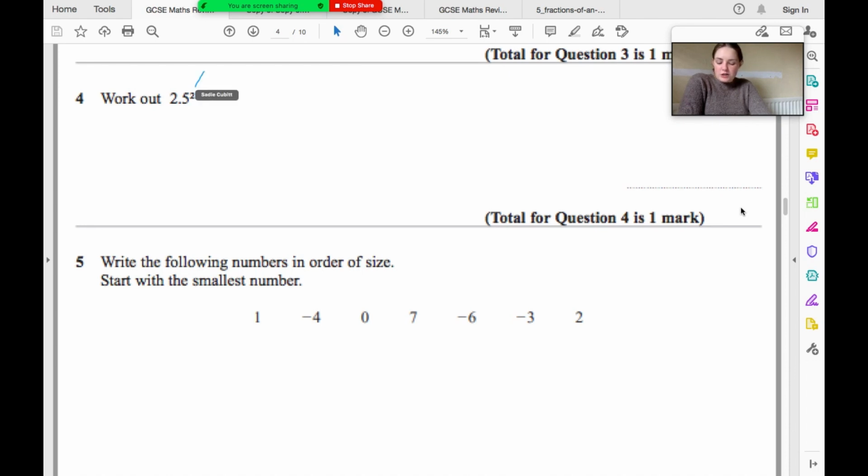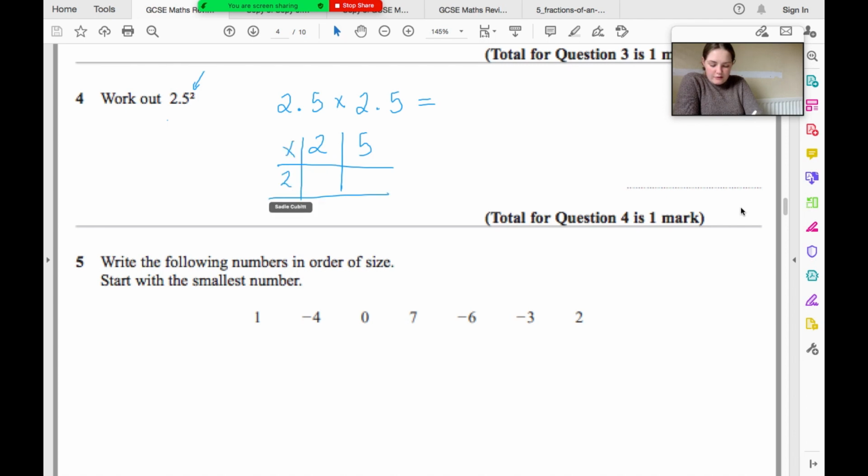When we have this little 2, it doesn't mean we're timesing it by 2. It means we're doing it twice. So 2.5 times 2.5, we're timesing it by the same number, to the power of 2. So we're just going to write it down twice. If you're not sure how to do this without a calculator, what you could do is do it like 25 times 25, like this. And then we can add in the decimals at the end.